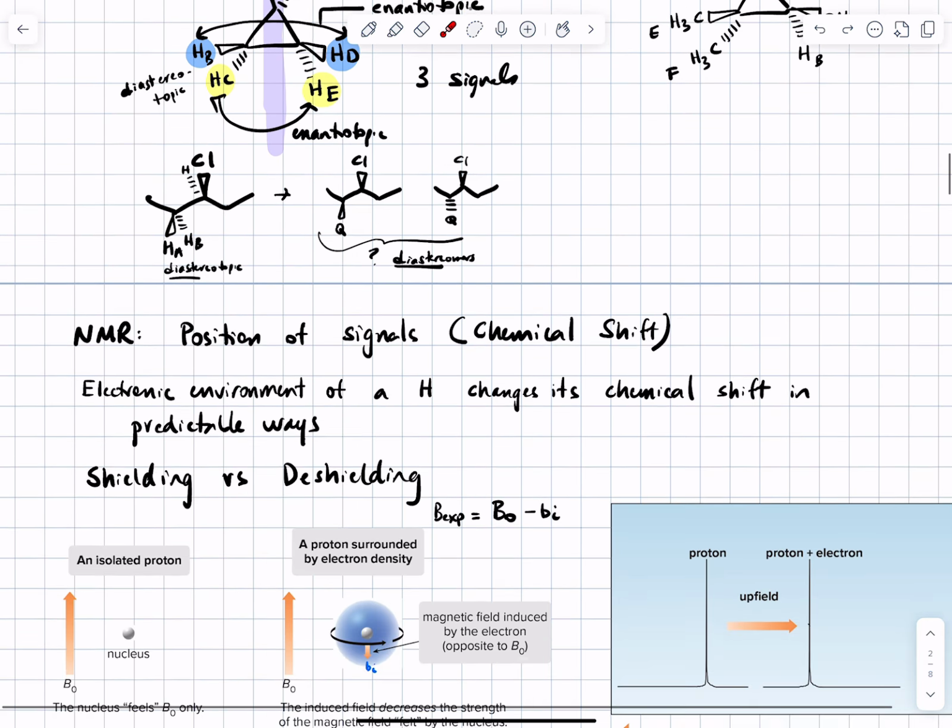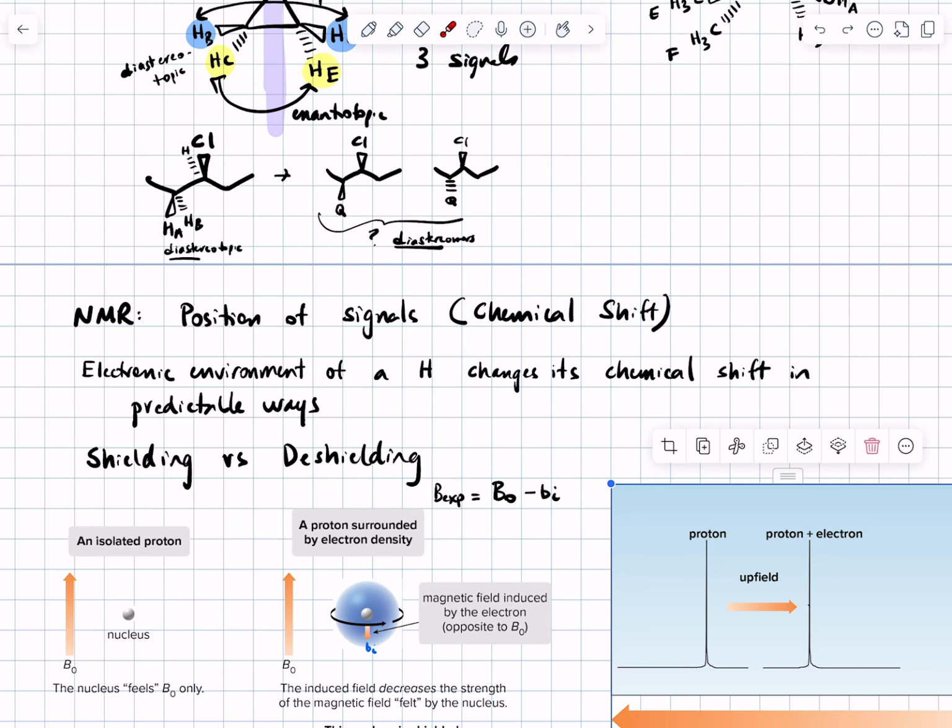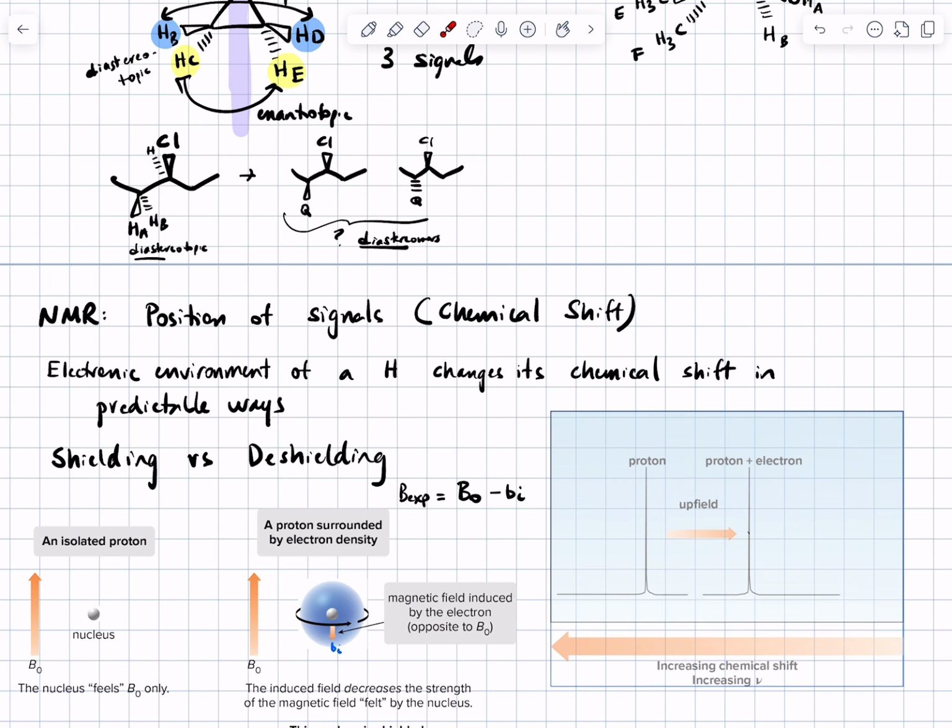So now we need to talk about two more things today. Position of NMR signals, that is, what is their chemical shift and what information you can get from that. And then second, the shape of the peak or the splitting of an NMR signal. So first, the position of signals, chemical shift.